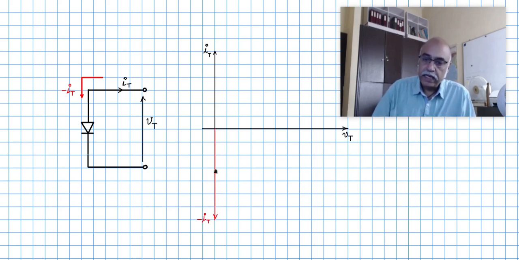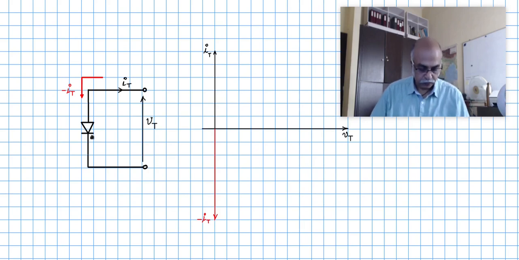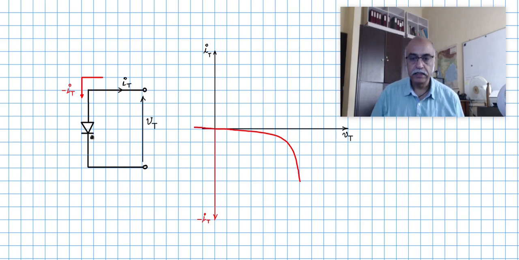For this, the minus IT VT curve of a PN junction is well known to us. So let us draw that. It is something like this, and we have a cut-in or a knee voltage of around 0.6 volts.